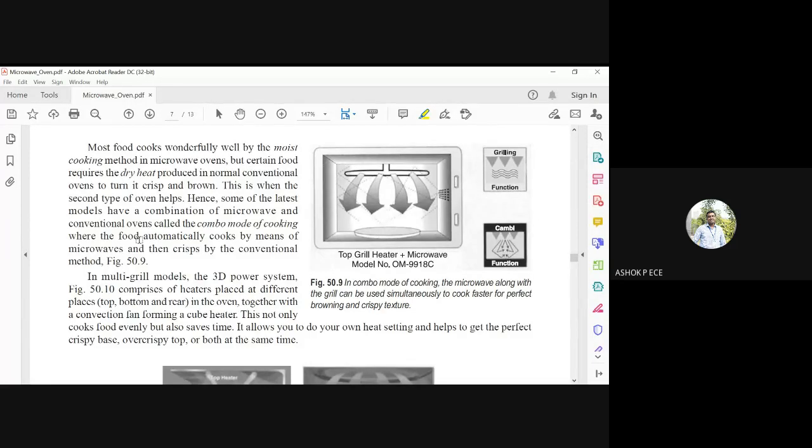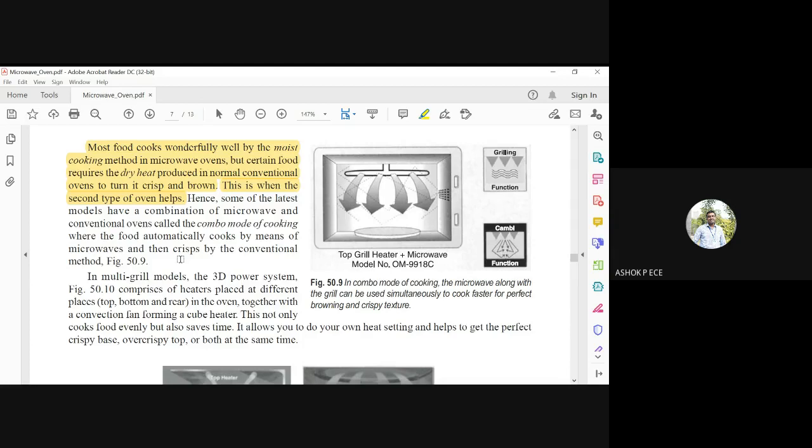Most food cooks wonderfully well by the moist cooking method in microwave ovens, but certain food requires dry heat. In order to turn it crisp and brown, that is when the second type of oven is used. So moist cooking is done by the first type of oven, and dry cooking, producing dry heat, is done by the second type of oven. And some latest models have a combination mode where the food will be cooked by both methods, the normal method and the dry heat method.